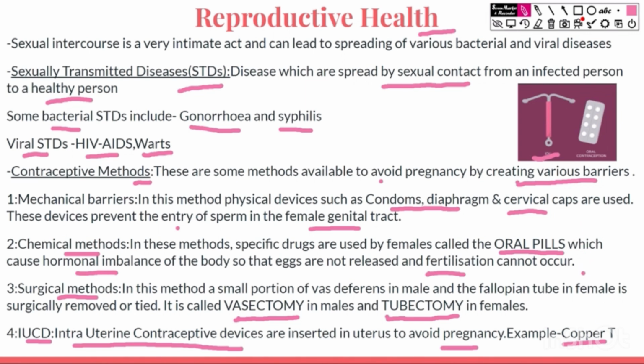So we have these 4 different types of contraceptive devices, and we should encourage the use of these to avoid unwanted pregnancy and pregnancy at young ages as well. Also, to prevent various STDs, these contraceptives are really effective. So this brings us to the end of this chapter.